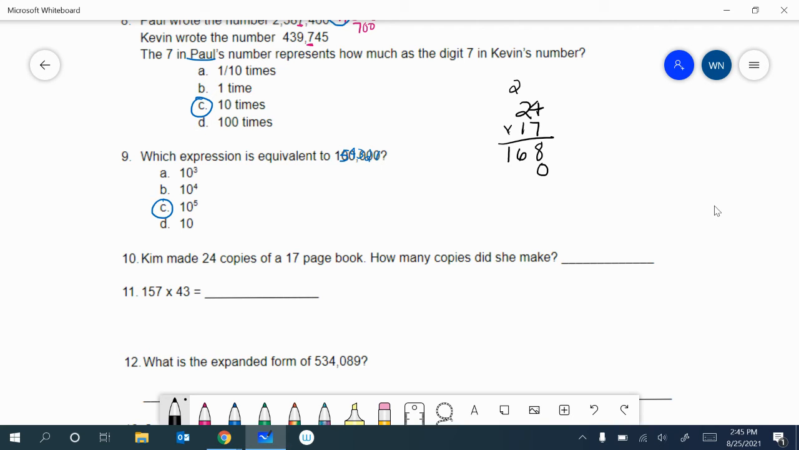Add your 0, don't forget. 1 times 4 is 4, 1 times 2 is 2. Now we add. 8 plus 0 is 8, 6 plus 4 is 10, 1 plus 2 is 4. Remember, if I ever go too fast, pause the video and check your work. Our answer for number 10 is 408.